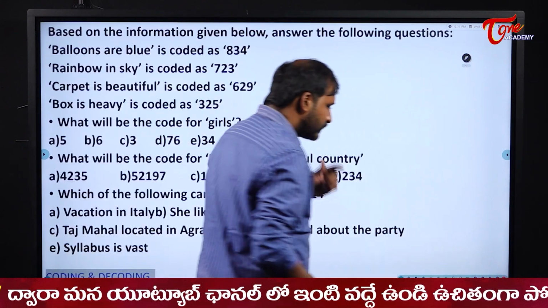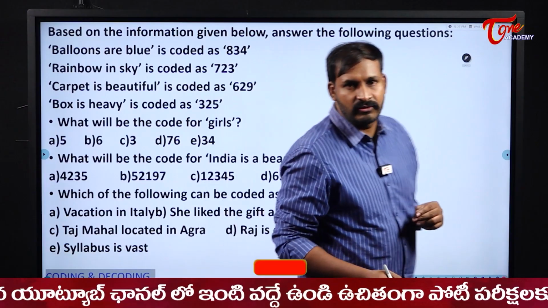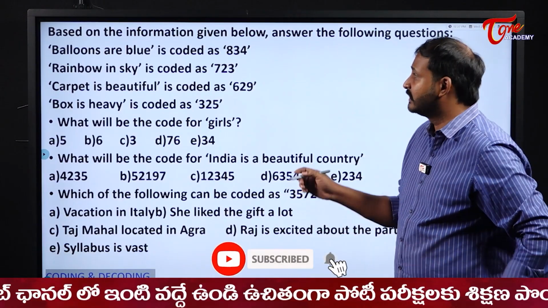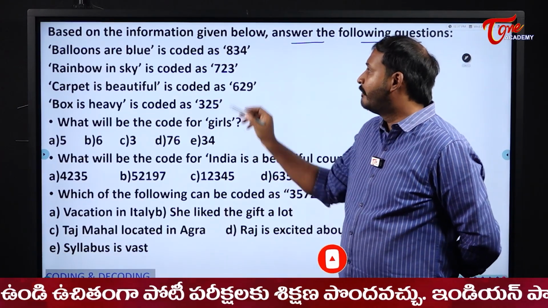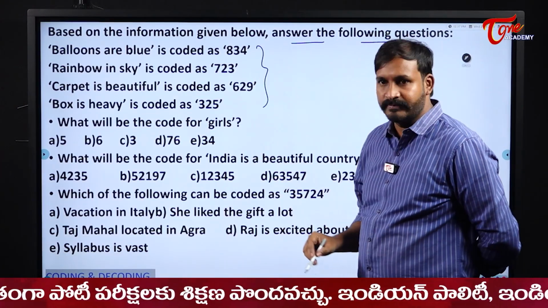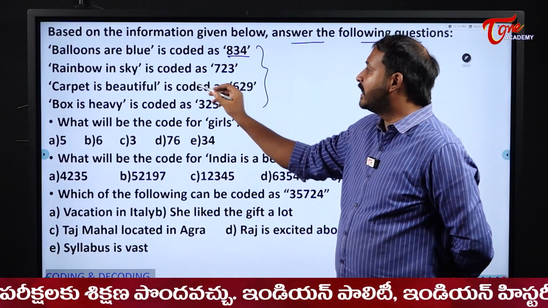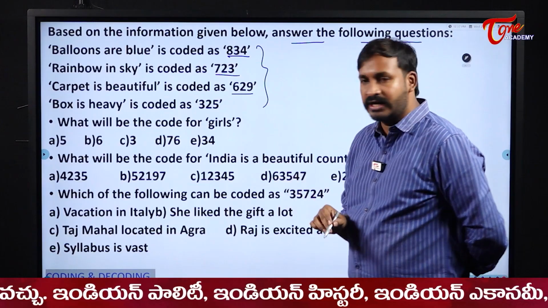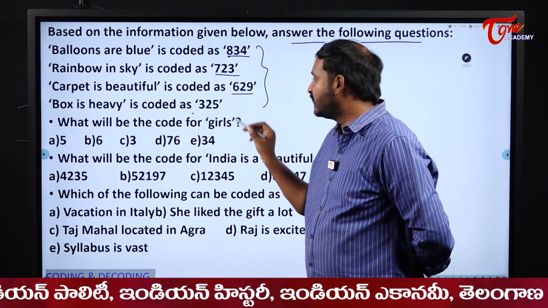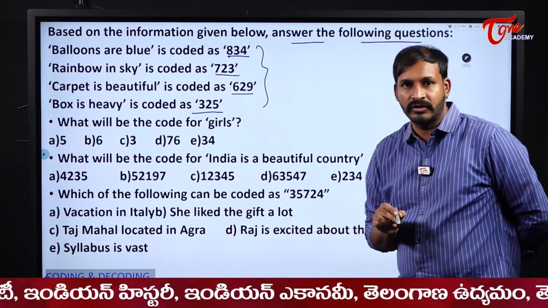Now see here, the first question from this sentence coding. Based on the information given below, answer the following questions. Balloons are blue is coded as 834. Rainbow in sky is coded as 723. Carpet is beautiful is coded as 629. And box is heavy is coded as 325.